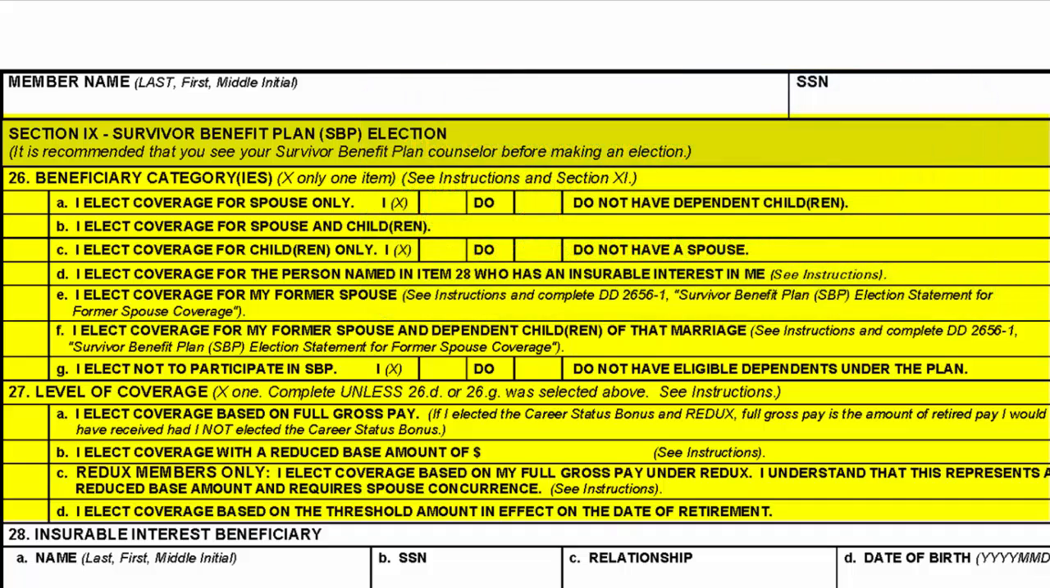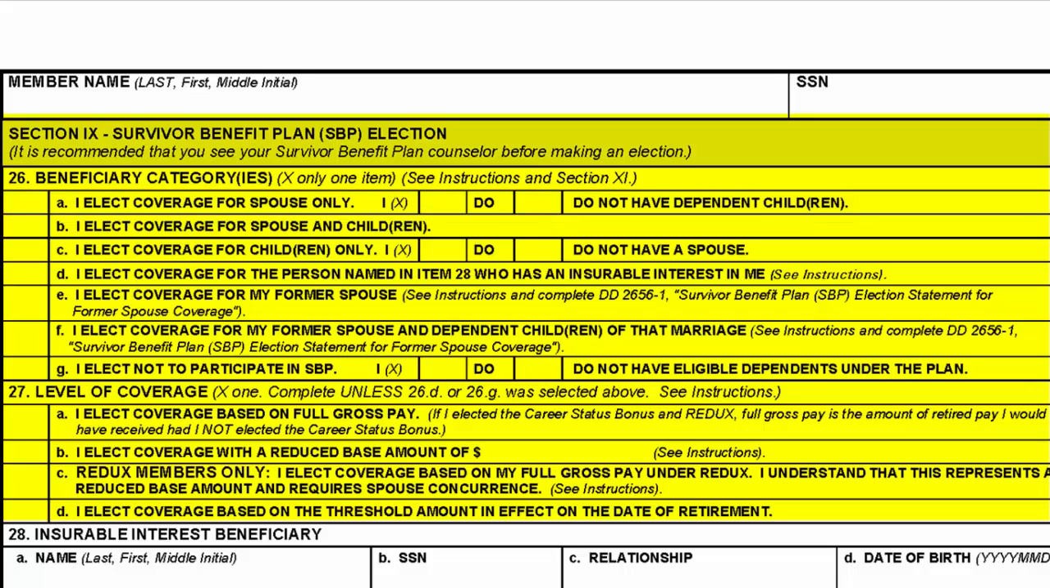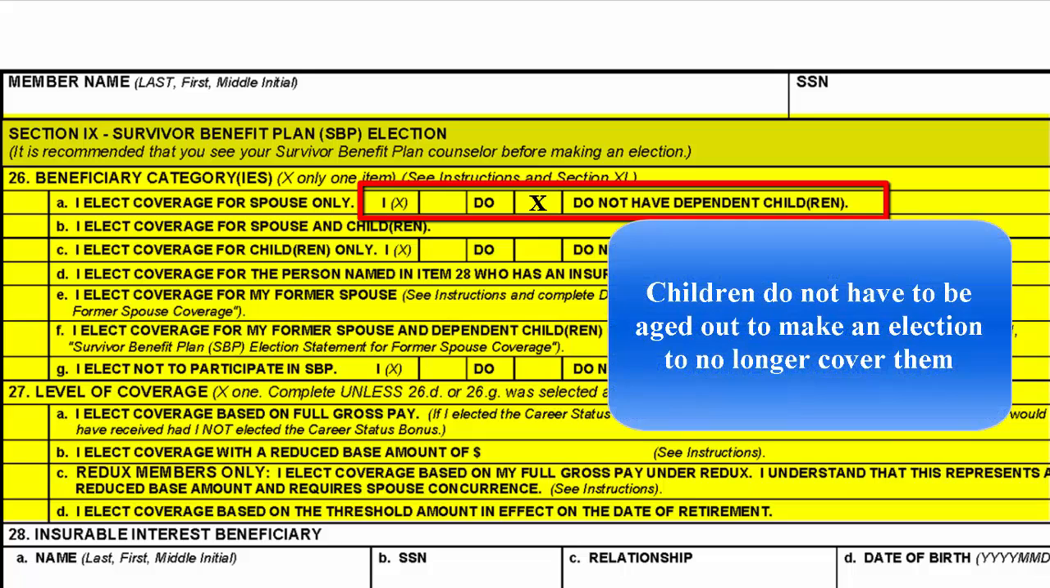So, option 26A, I elect coverage for spouse only. If you do not want to carry coverage on your children, or your children have already aged out, you can make this election. You will put an X beside the A to the left, and then you will put an X to the right beside whichever applies. An X here for I do have dependent children, or an X in the last block for I do not have dependent children. Your children do not have to be aged out for you to make this election.